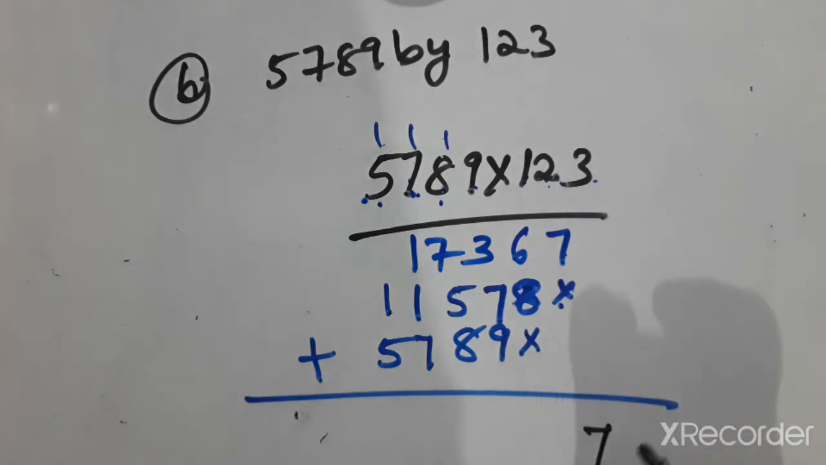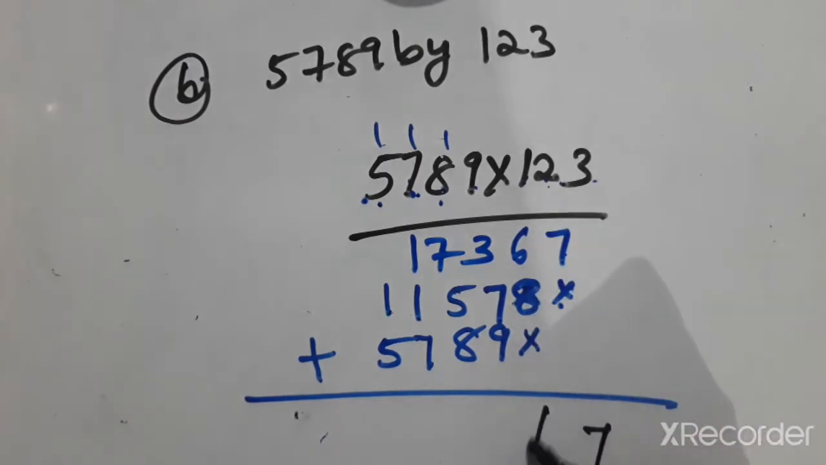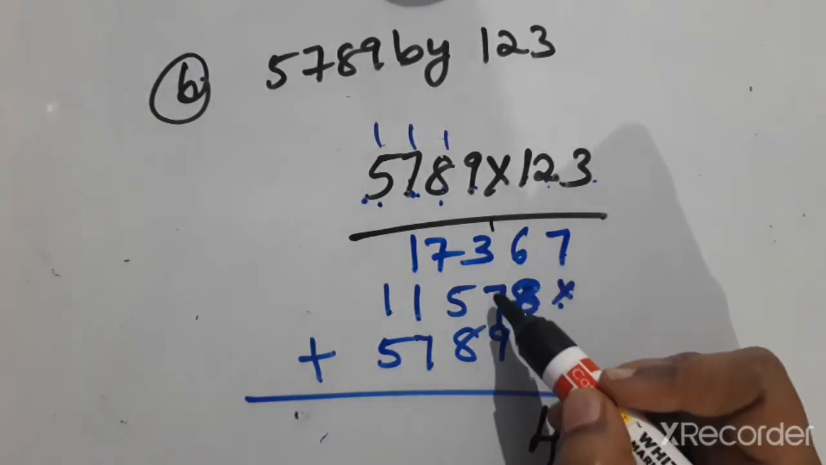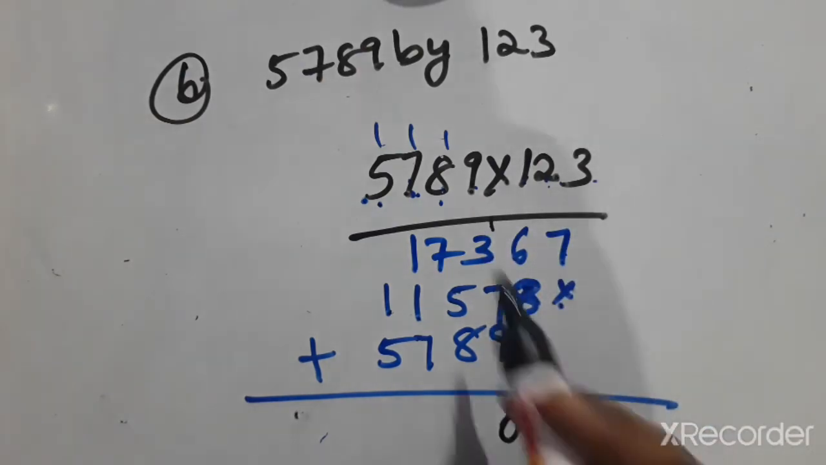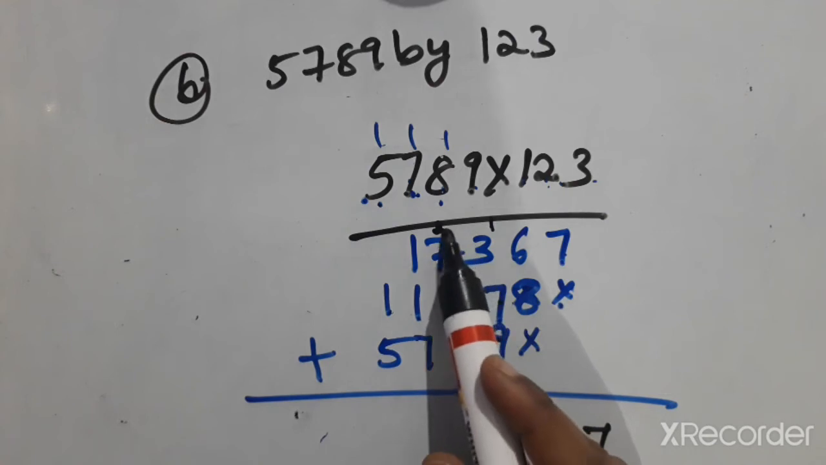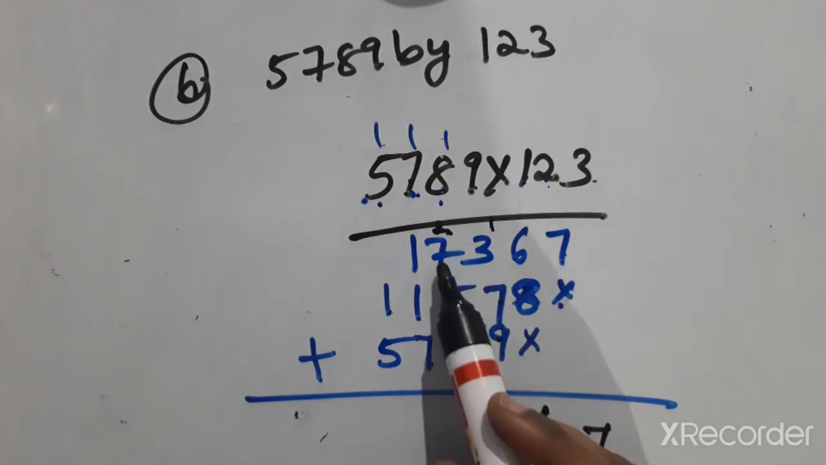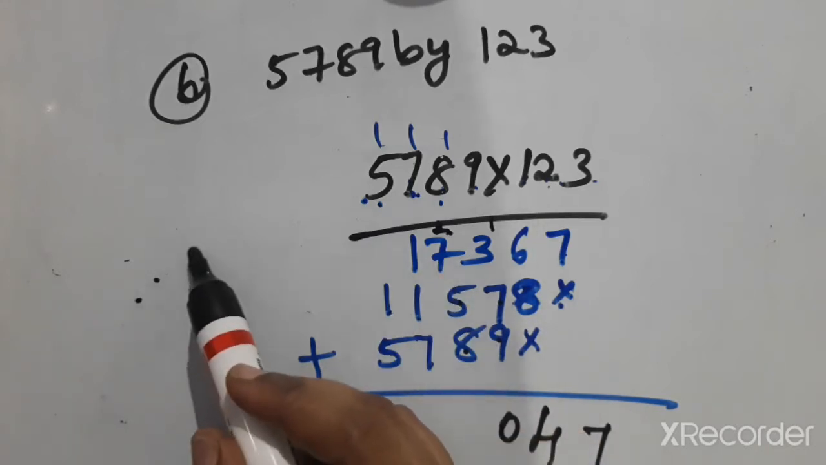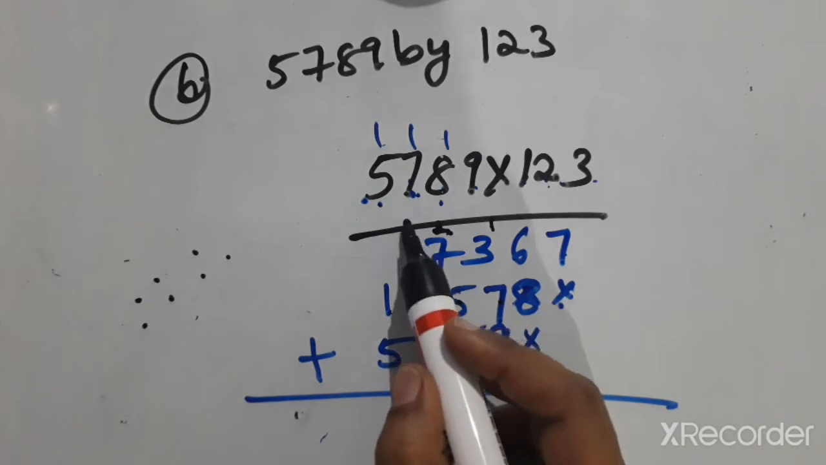7 as it is. Now 6 plus 8 is 14, so 4 here, 1 carry out to the next place. 3 plus 7 is 10, 10 plus 9 is 19, plus 1 is 20, 0 here, 2 carry out to the next place. So 2 plus 8 is 10, 10 plus 15 is 15, 15 plus 7 means 16, 17, 18, 19, 20, 21, 22. 22 means 2 here, 2 carry out to the next place.